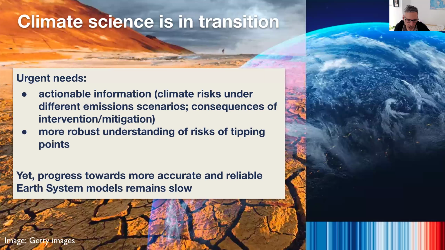And yet progress towards more accurate, reliable Earth system models remains frustratingly slow. As you go from one model generation to the next, while the models are improving, we've been able to show that the levels of improvement are modest, and some major systematic biases remain in our Earth system and land models.